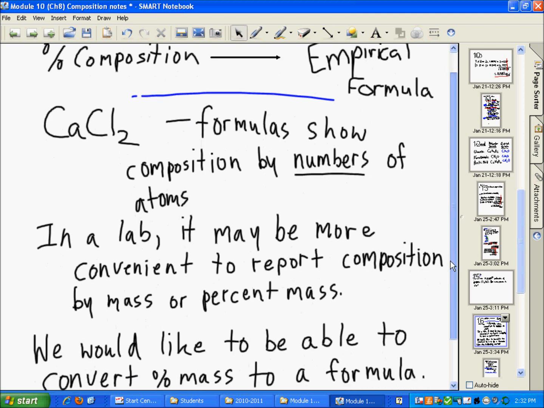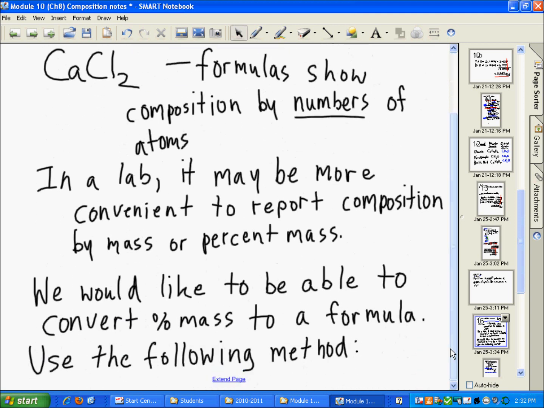But most of the time when you do analysis, you don't get the numbers of atoms directly. What you're getting is mass, because remember, we count atoms by mass. So if you analyze a substance in a lab, you'll get the masses of calcium and chlorine instead of the numbers of atoms. What we'd like to be able to do is to get the formula from the percent mass. And here's the method for doing it.